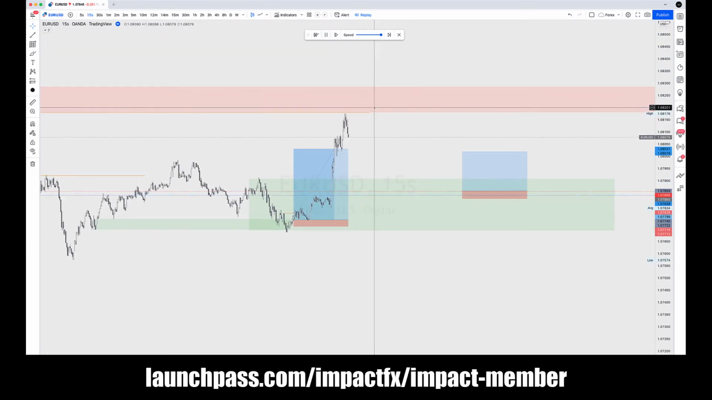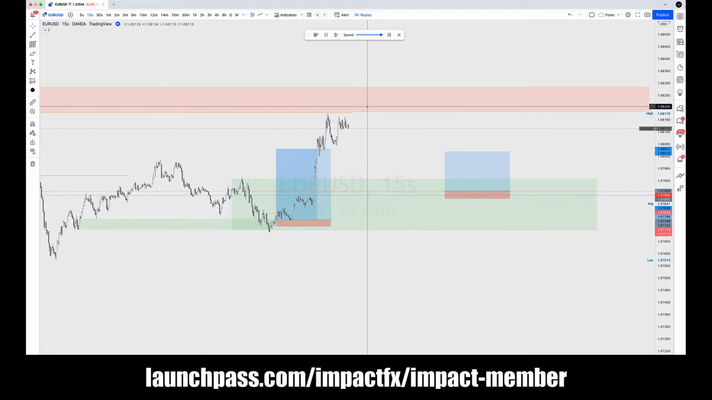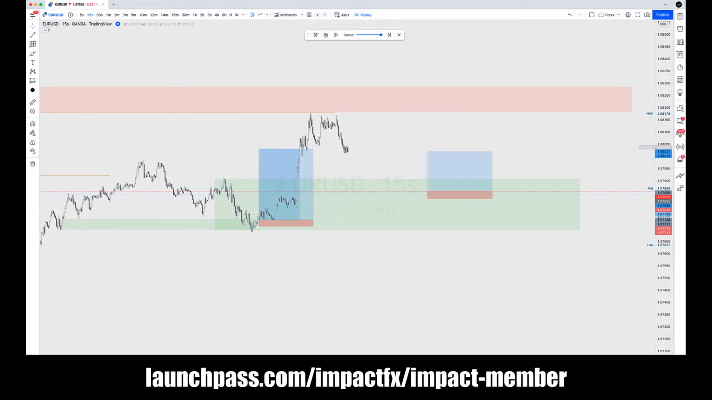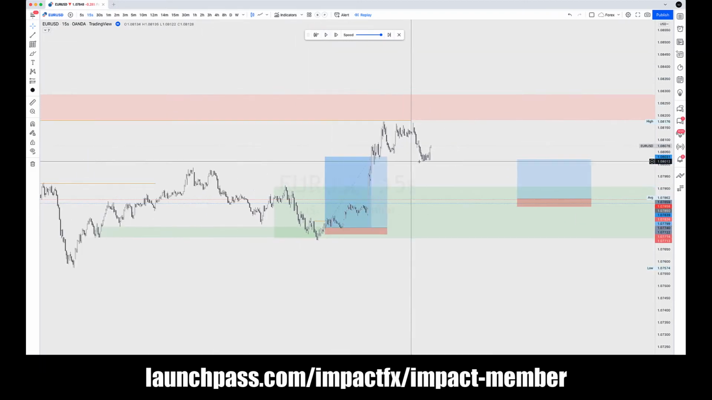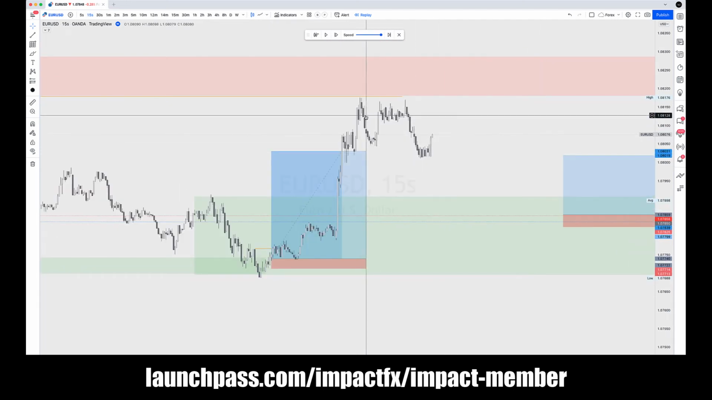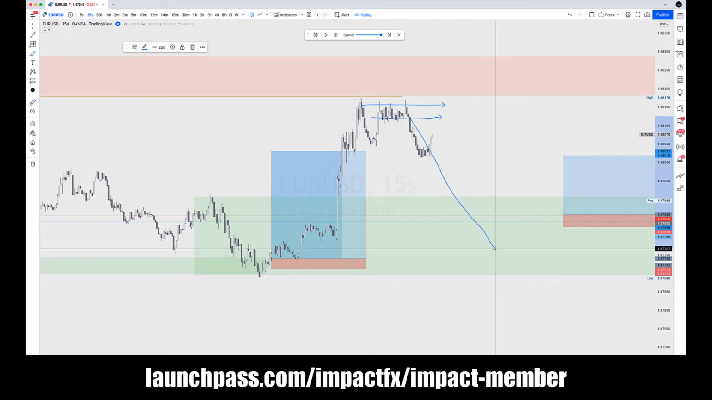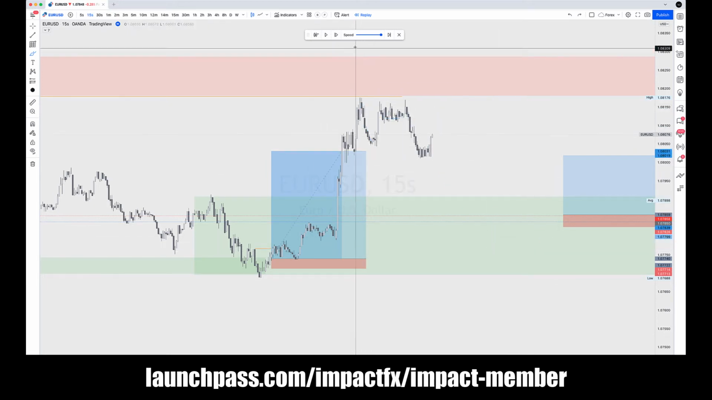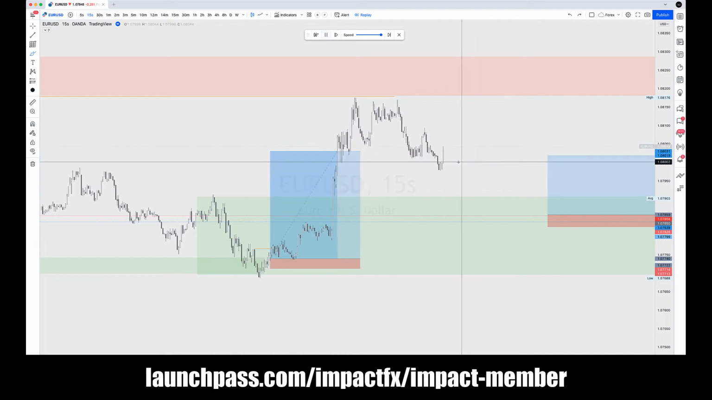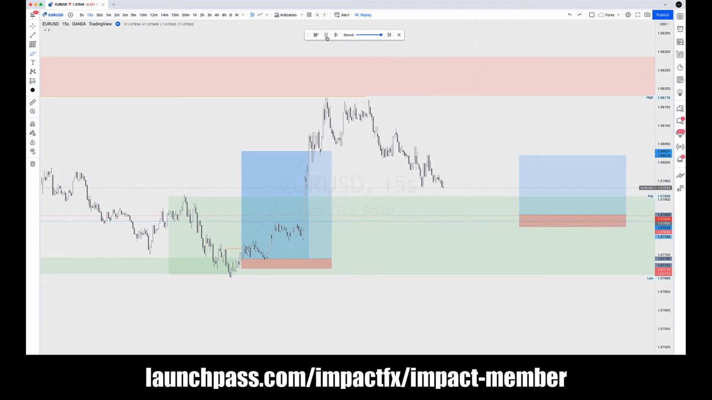I could have shorted from up here, actually, which I missed this trade. Basically right here, I'll just go through this price action. But this is a rally-based rally that made a new high. Price broke it. We could have shorted from here back down into discount pricing. And that's what ended up happening.